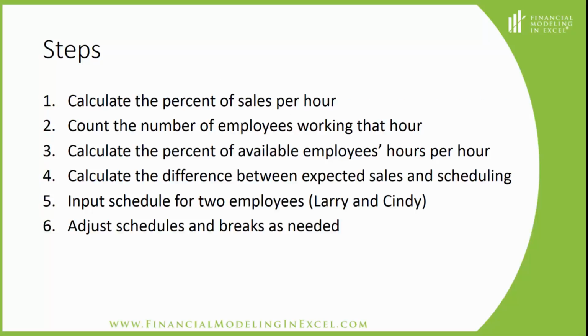We're going to take a number of steps that include: 1, calculating the percent of sales per hour. 2, we're going to next count the number of employees working for that hour. 3, we'll calculate the percent of available employees' hours per hour. That'll make more sense when we do it, I promise. 4, we'll calculate the difference between expected sales and scheduling. 5, we'll input schedules for 2 employees, and that'll be Larry and Cindy. And finally, we'll adjust the schedules and breaks as needed. So let's get started building our model.